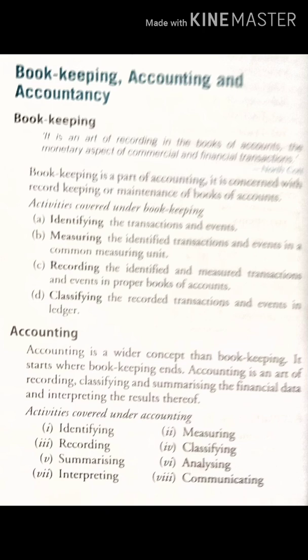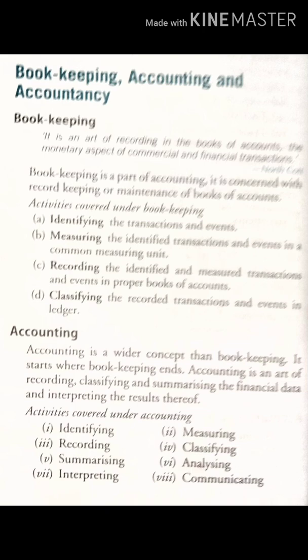Okay, then it is measuring. Measuring means expressing the identified transactions and events in a common measuring unit. Now what you do, you check in calculation way, like 100 rupees, 200 rupees, 1000 rupees, 4000 rupees, in actual terms. So you measure it. Fine. This is your second job in case of bookkeeping.